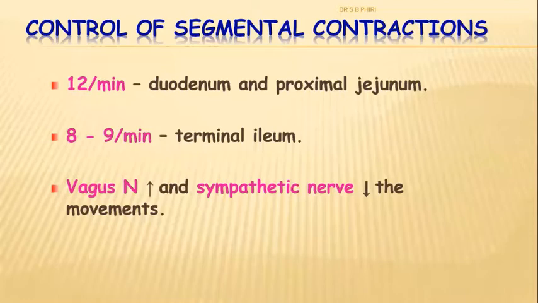Then, of course, the effect of the autonomic nervous system, especially the vagus nerve, because we say the majority of the small intestine is supplied by the vagus nerve. So the parasympathetic stimulation via the vagus nerve can cause an increase in motility. So the segmental contractions are going to increase because of parasympathetic stimulation via the vagus nerve. Why? We said acetylcholine as a neurotransmitter is stimulatory in function. So it's going to stimulate the smooth muscle cells to contract.